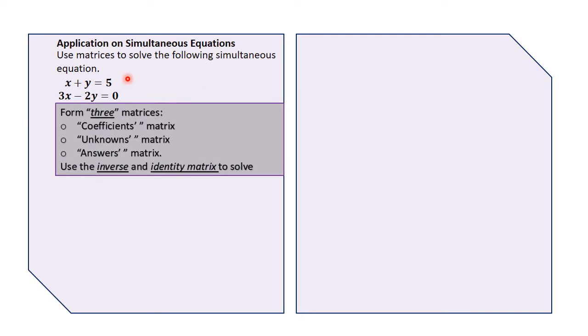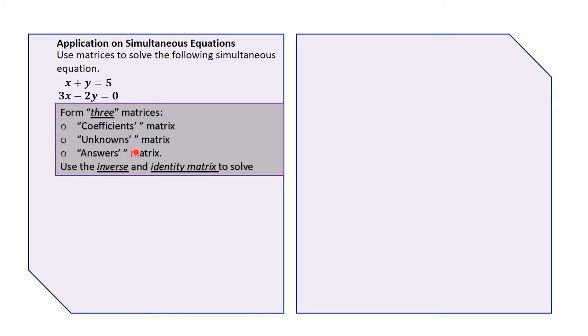Number one, we form three matrices from the two equations that are given. The first matrix will be the matrix of the coefficients. The second matrix will be the matrix of the unknowns, and the last one will be the matrix of the answers that are given in the two equations.